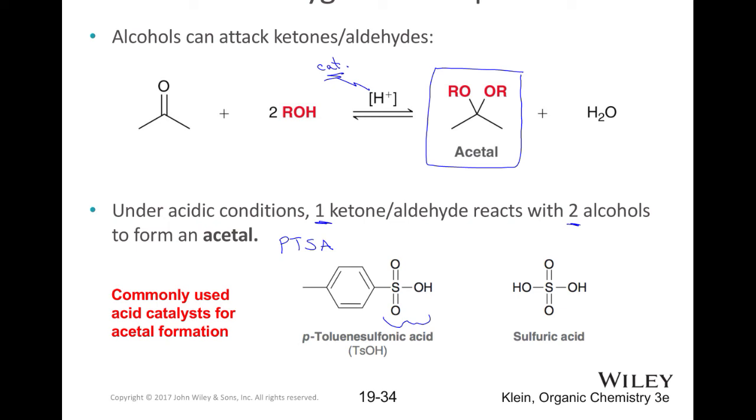So under acidic conditions, one ketone or aldehyde reacts with two alcohols to form an acetal. Stoichiometry doesn't come up a lot in our class. It does come up from time to time, but if you notice the ratio here is 1 to 2, so we need 2 alcohols for every ketone. And what else? The commonly used acids for this acetal formation are para-toluene sulfonic acid and sulfuric acid. H2SO4, everybody's familiar with that. But para-toluene sulfonic acid, the acronym for that is PTSA.